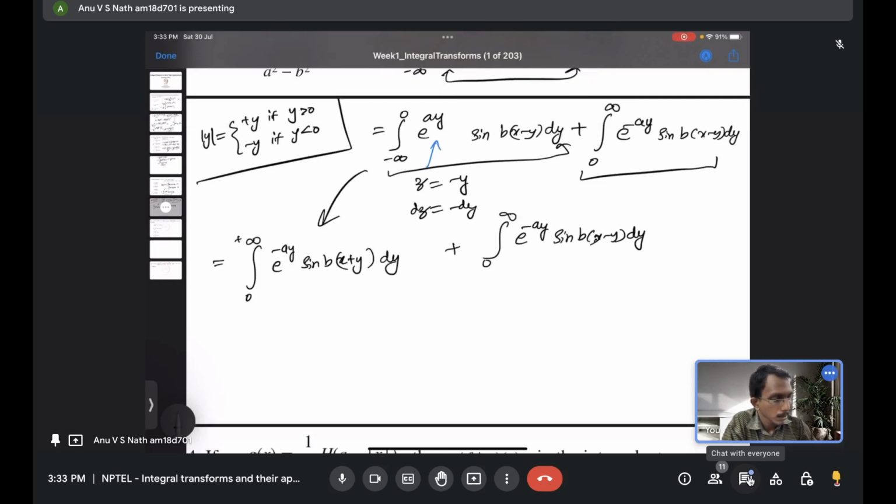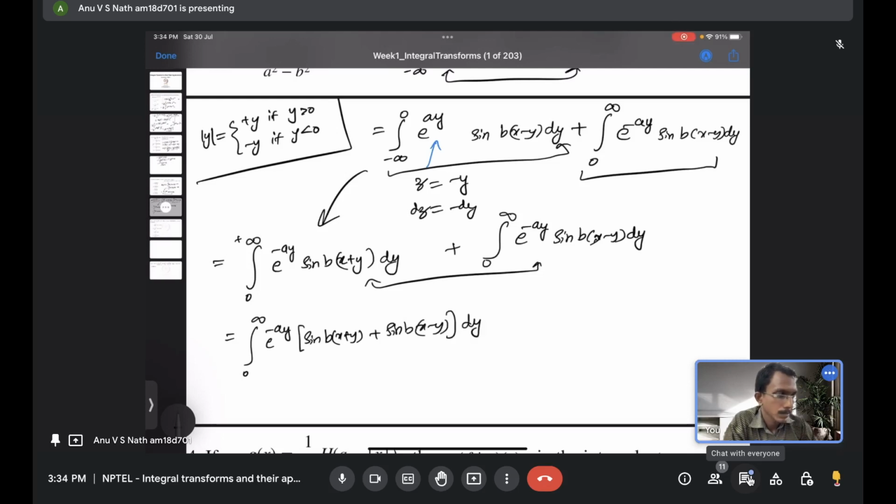Now we can combine the two integrals together inside the same integration sign, where the common things we can take outside. It's e raised to minus ay, then sine b(x plus y) plus sine b(x minus y), then dy.